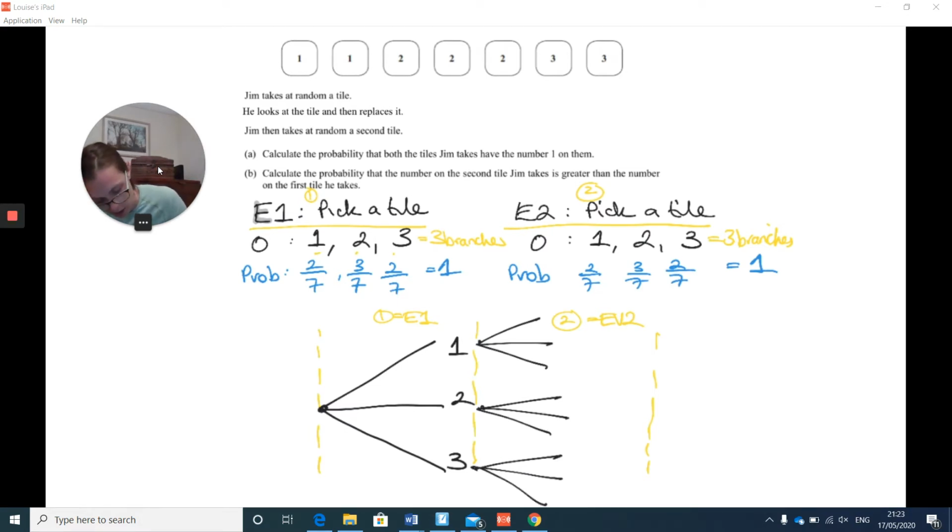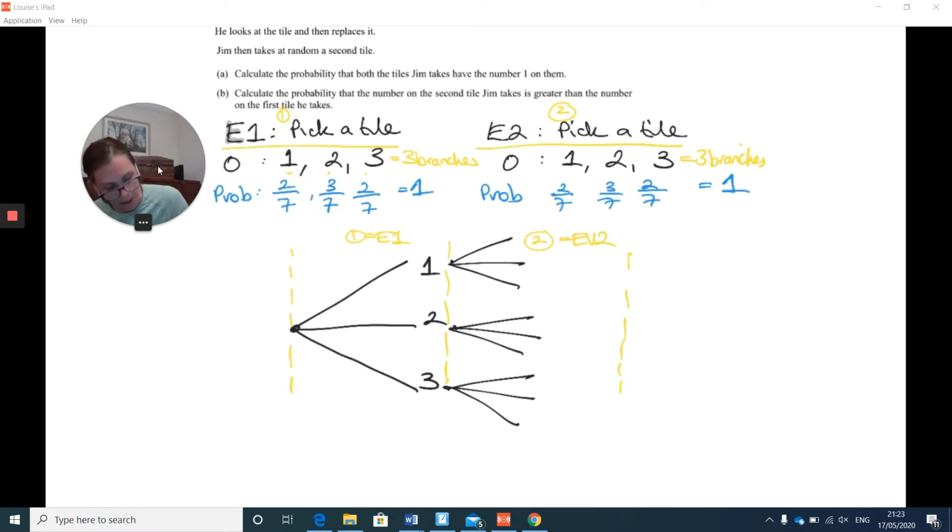And why do I know they go off into 3 branches? Because here, the outcomes in event 2 are 3 branches. So again, I could have got a 1, a 2, a 3, a 1, a 2, a 3 again, or a 1, a 2, a 3 again. So for each of those possible outcomes in event 1, I could also get a 1, 2, 3 again here. So that's what my tree diagram looks like.